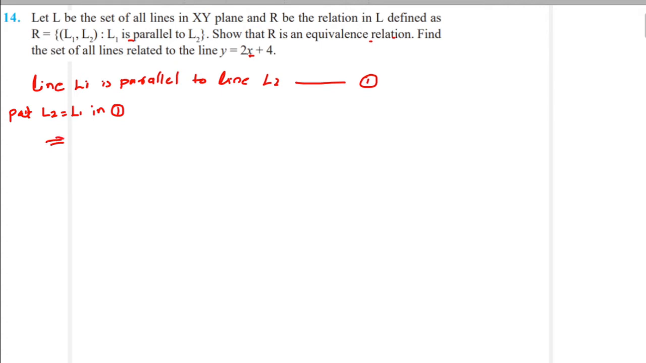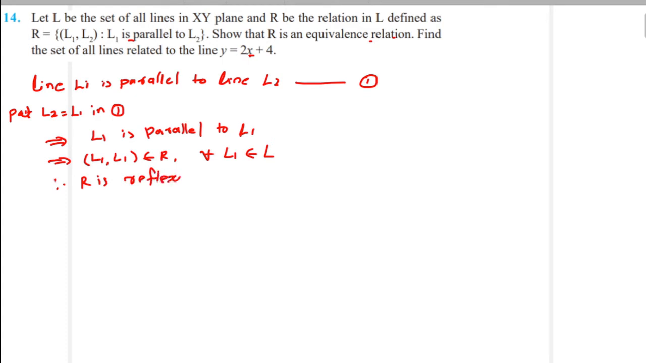This implies the line L1 is parallel to L1. This means the same line is parallel to itself. This implies (L1, L1) belongs to R for all L1 belonging to L. Therefore R is a reflexive relation.